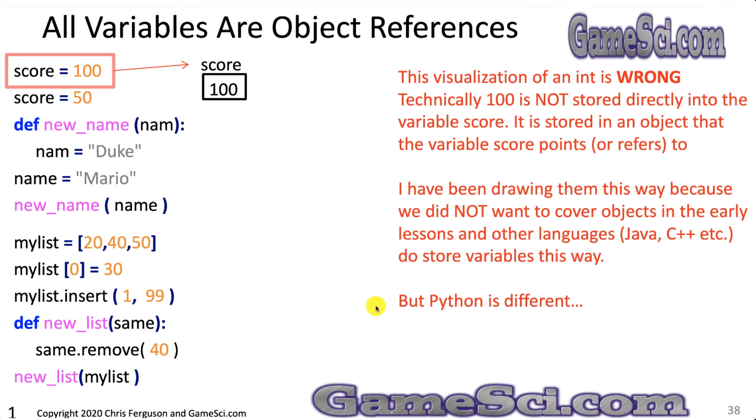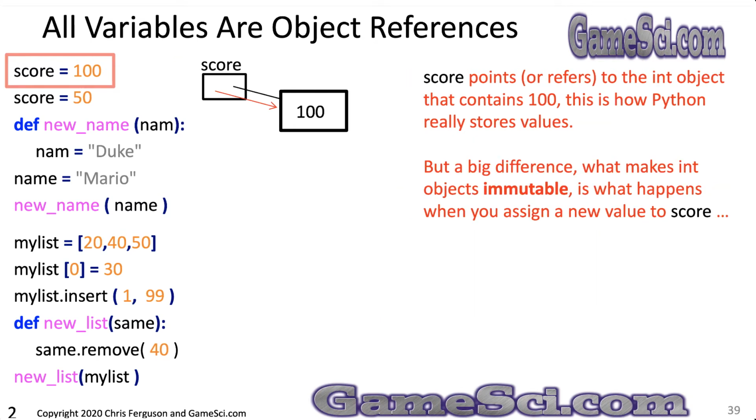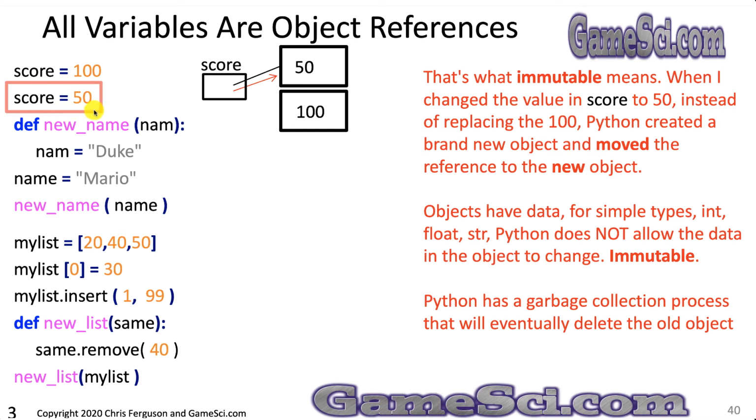But Python is different. How does Python store data? Python stores data in objects. The 100 is actually stored in an object, not directly in the score variable. Score points to or refers to the int object that contains 100. This is really how Python stores values. But a big difference, what makes an int object immutable, is what happens when you assign a new value to score. Score equals 50. What happened here was, instead of changing the 100 in the old object, Python built a brand new int object to store the 50. That's what immutable means.